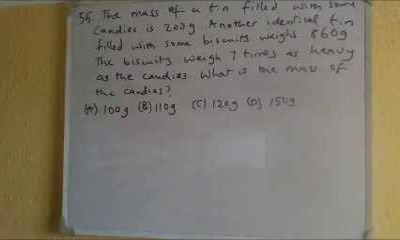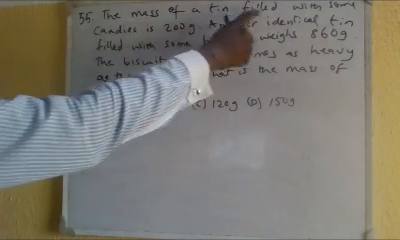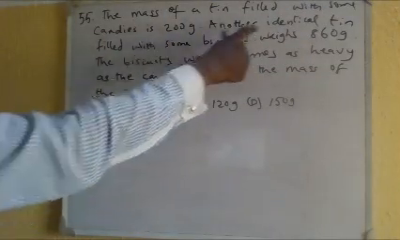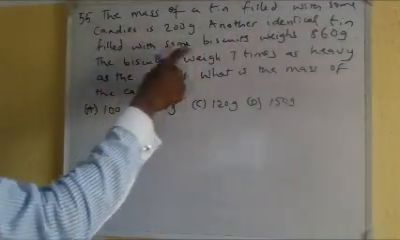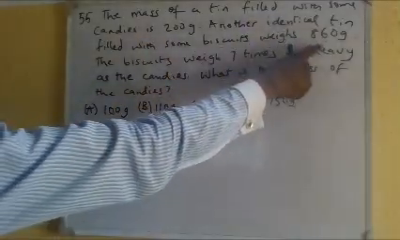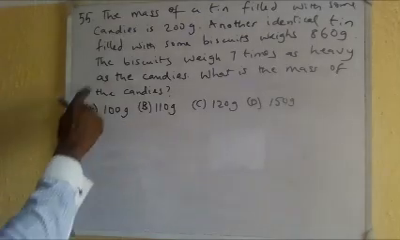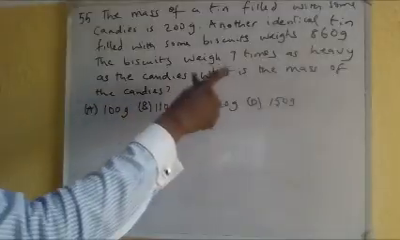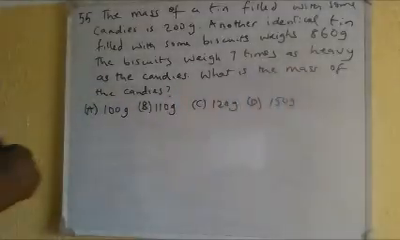All right, so we have this question on the board. It says the mass of a tin filled with some candies is 200. Another identical tin filled with some biscuits is weighing 860 grams. The biscuit weighs 7 times as heavy as the candies. What is the mass of the candy? The mass of the candy.